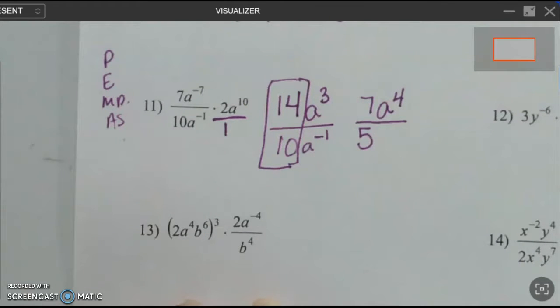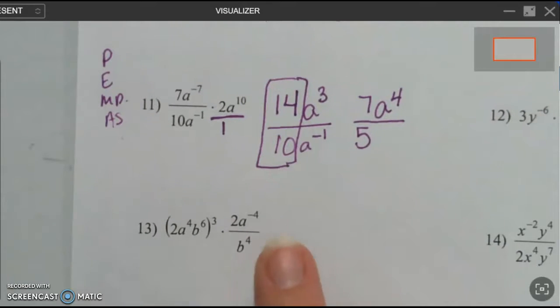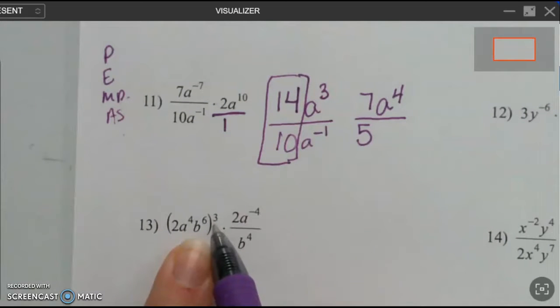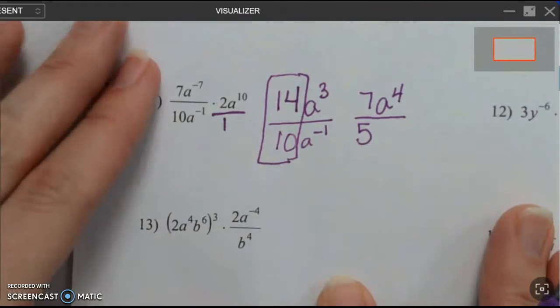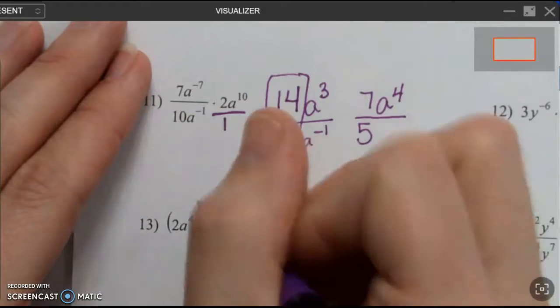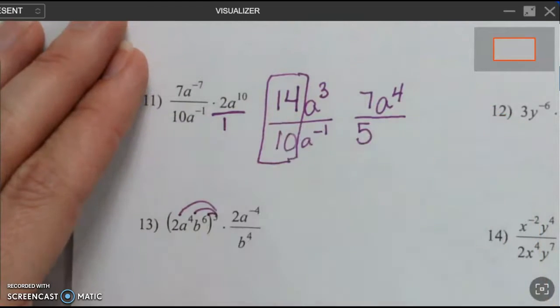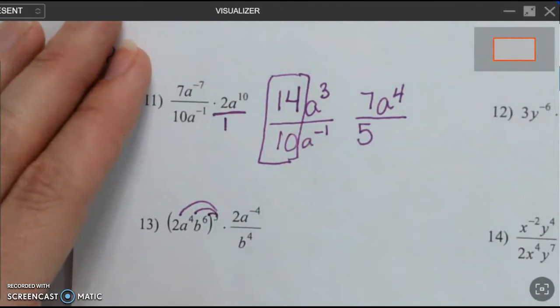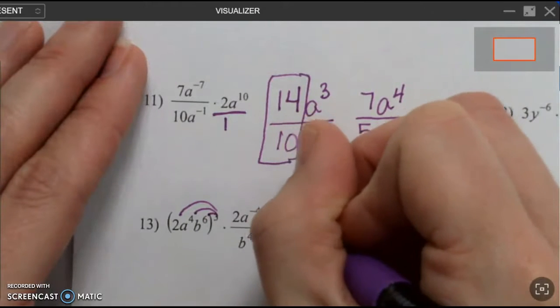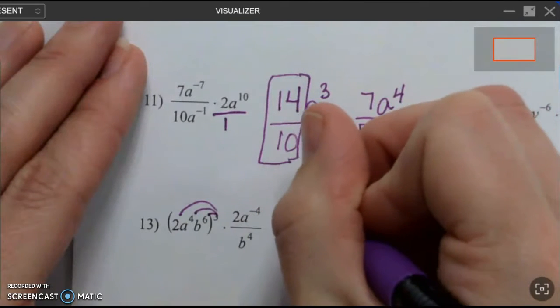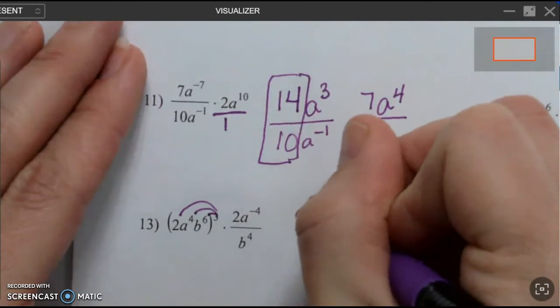Okay. All right, one more. So this one kicks it up one more notch. So before we do what we just did, we have to give everything a power of 3. So you just have to hand out that power of 3 first. Give it to the 2. Yep, even to the 2. It's a good question. So we're giving it to the 2, multiply it times the 4, multiply it times the 6. So 2 to the 3rd, 8, a to the 12, b to the 18.